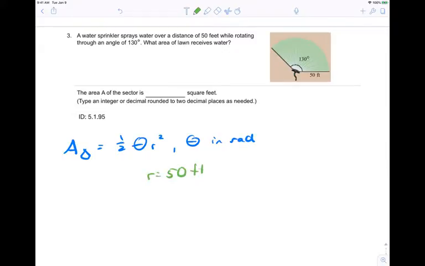What is the 130? Theta. So theta is 130 degrees. So then what do we need to do? The question is asking for what? What are we trying to find? The area, right? We're trying to solve for the area. So if we're going to use this information to solve for the area, what do we need to do? Input 130 for the theta and 50 for the r.